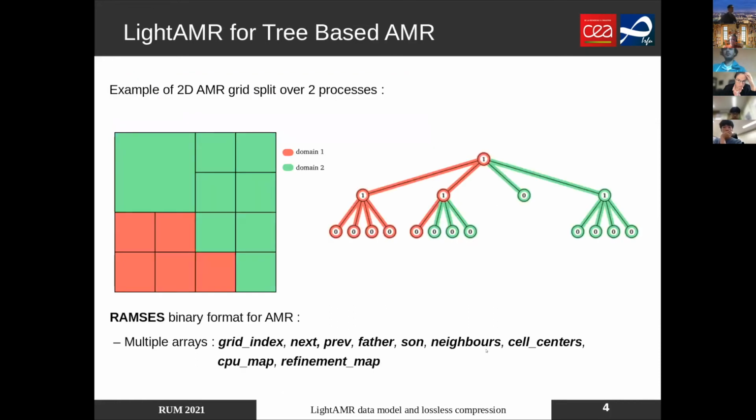To do so, we introduce the light AMR for tree-based AMR. If you take a small example and look at what Ramses outputs, in the output AMR routines Ramses will output several integer arrays and float arrays just to describe the AMR data structure. In a simulation like Extreme Horizon, it could lead to 500 gigabytes just to describe the AMR grid.